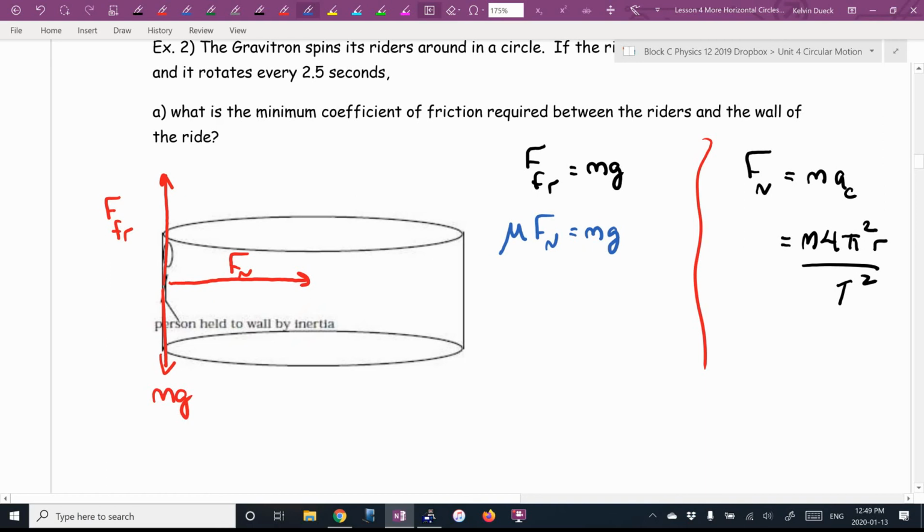And let's get the normal force by itself. How would I get the normal force by itself? I think divide by mu. What does the normal force equal in this particular situation? mg over mu. So wherever I see the normal force, what can I replace it with? So are you saying that over here I can write this as mg over mu?